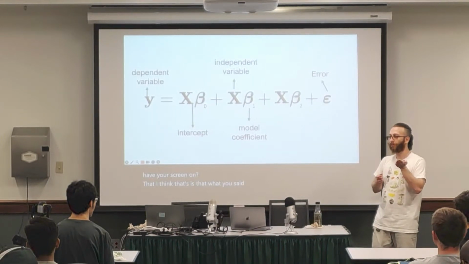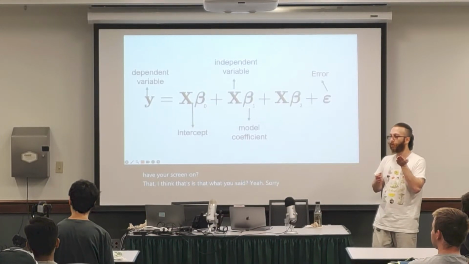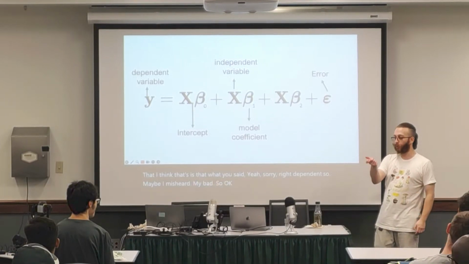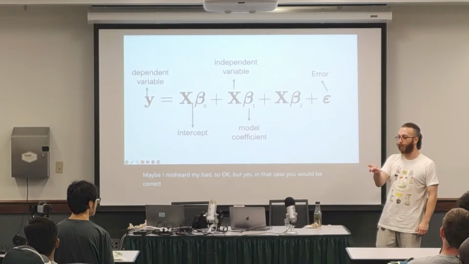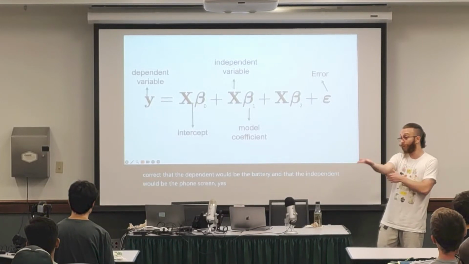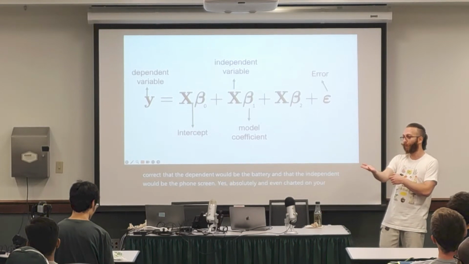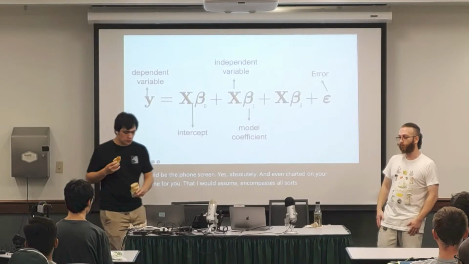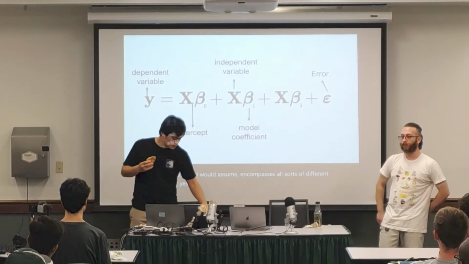Yeah. Oh, sorry, I said dependent is battery, right? Well, maybe I misheard. My bad. But yes, in that case, you would be correct, that the dependent would be the battery, and that the independent would be the phone screen. Yes, absolutely. And they even chart it on your phone for you. That I would assume encompasses all sorts of different variables. But yes, absolutely correct. Anyone else?